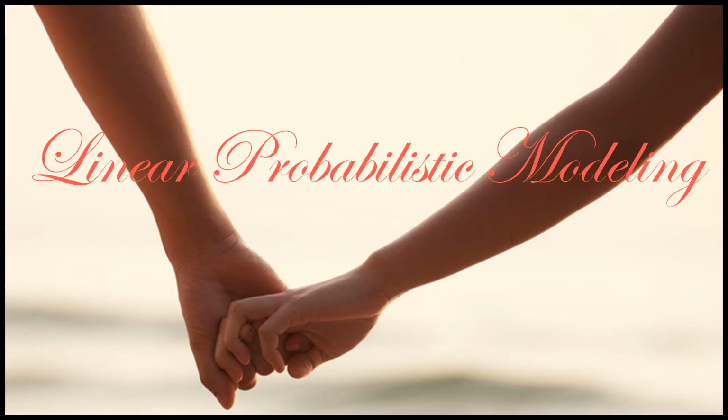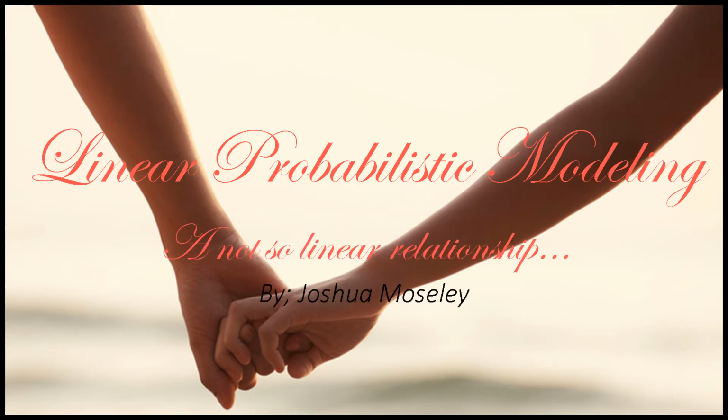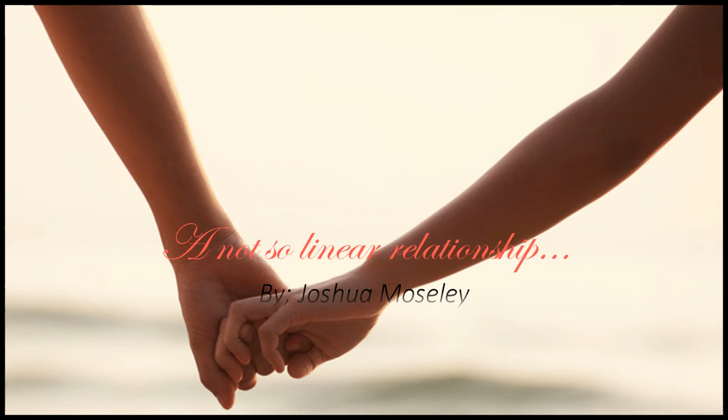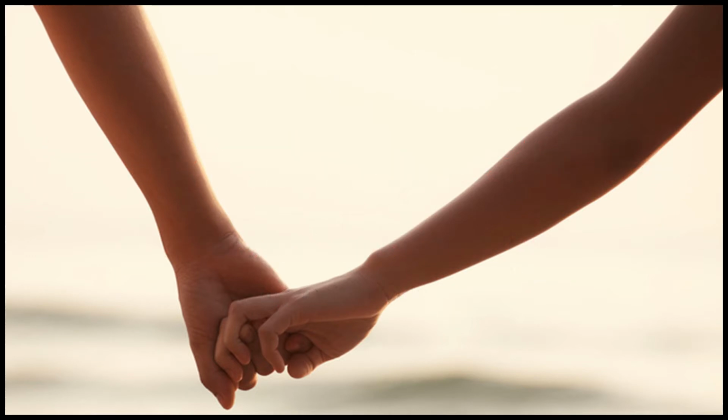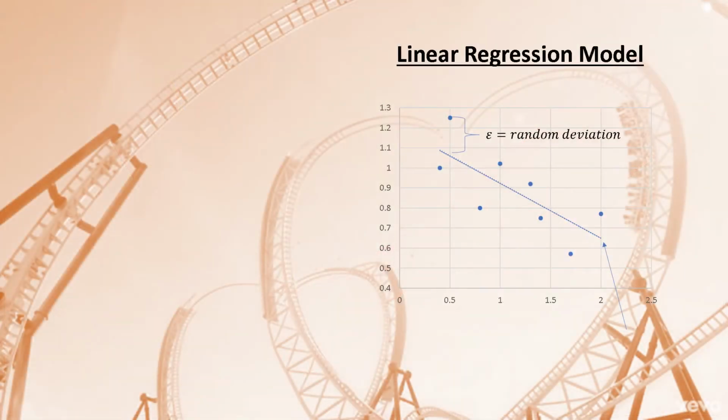Linear probabilistic modeling, a not-so-linear relationship. Linear regression is used to predict the linear relationship between x and y. The linear probabilistic model is a special case of linear regression that assumes the expected value of y is a linear function of x, but varies from the regression line at random amounts.